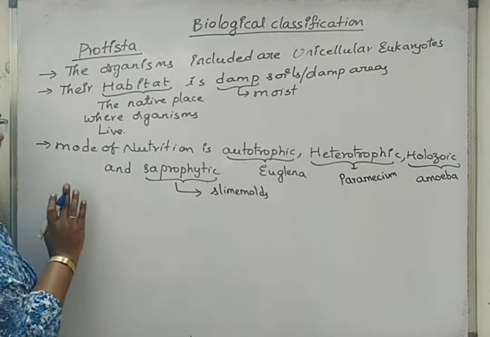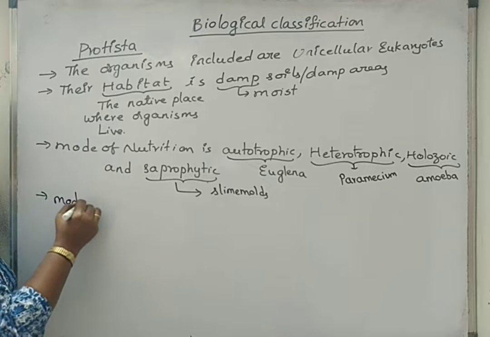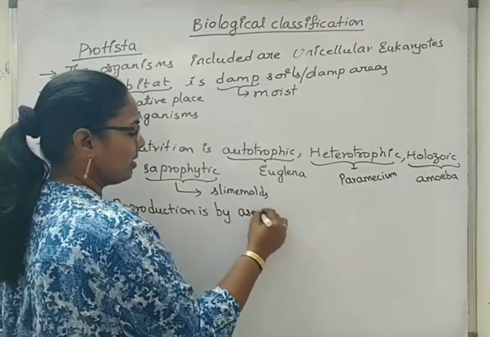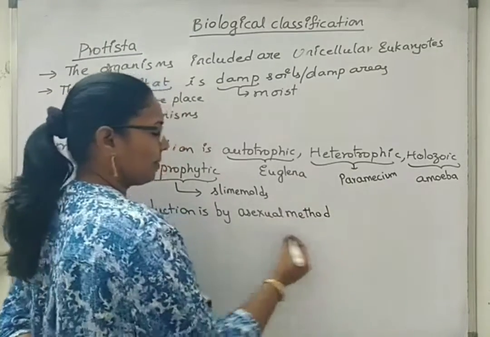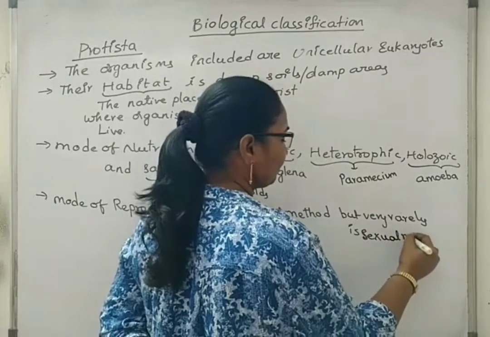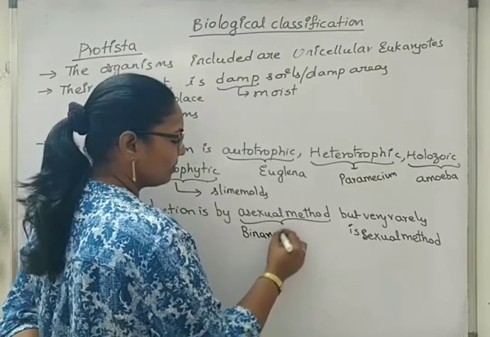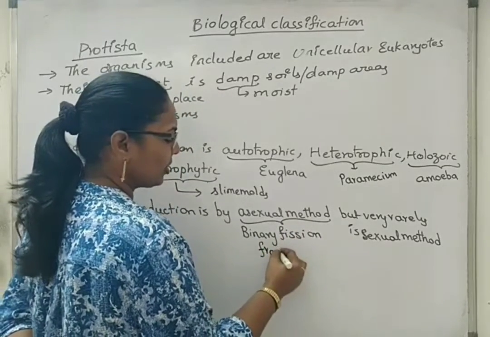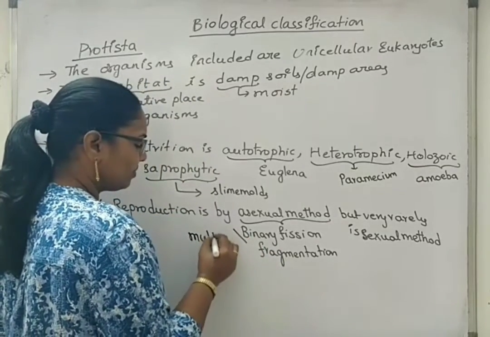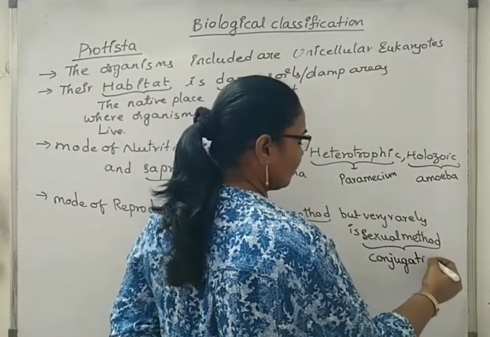Next, the mode of reproduction is of asexual type. Very rarely, sexual type of reproduction happens during unfavorable conditions. Mode of reproduction is by asexual method, but very rarely by sexual method of reproduction. Under asexual method of reproduction, we can take binary fission, fragmentation, and multiple fission. Under sexual method of reproduction, we can learn about conjugation in Paramecium.